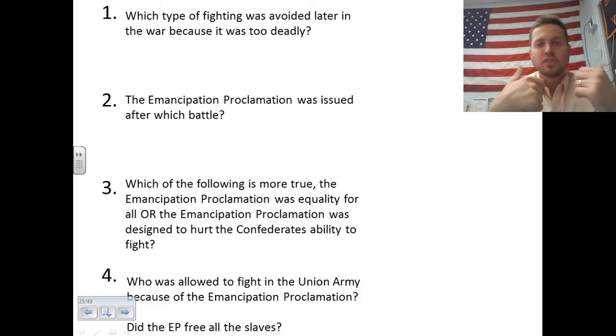You free the slaves, it's harder for them to fight the war because they don't have that help. Think about the first one, guys. Equality for all. It's not equality for all. It doesn't free everybody. It only frees slaves in the South, not the border states.